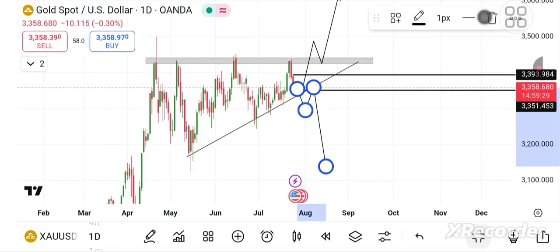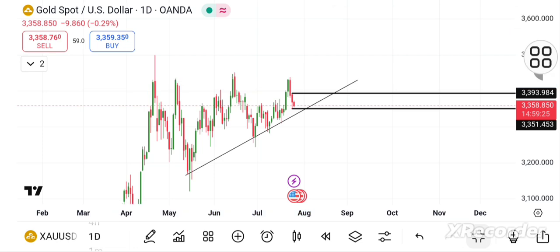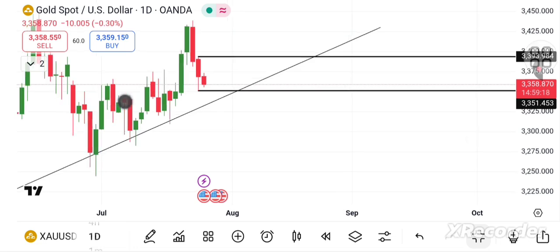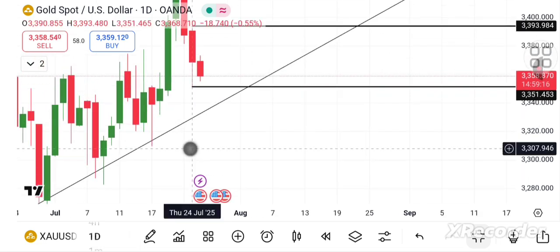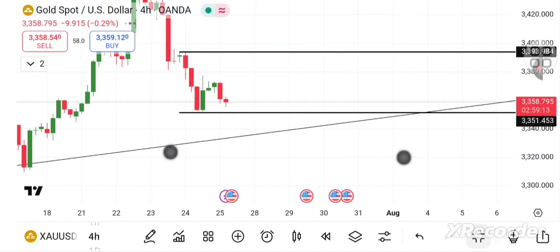Yes, so I'll be deleting these things because they are not so necessary, but they can show you that price is 85% dropping. 85%. So we have marked our Thursday's high and low, heading to the 4 hour.